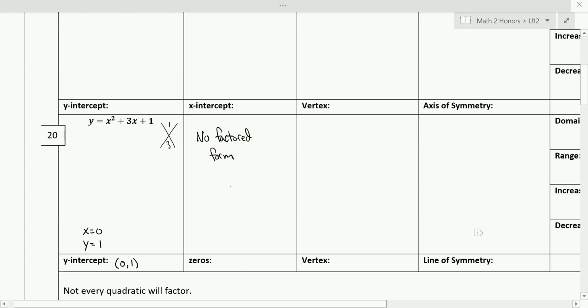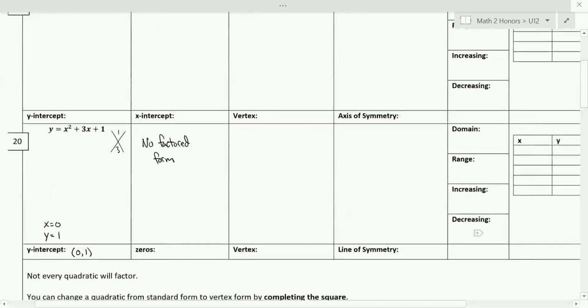So what do we do now? Because we relied heavily on factored form, because factored form gave us our zeros, and then from there we got our line of symmetry, and from there we got our vertex. Everything relied on us having that piece. So we can't go anywhere right now. The big part of today's lesson is for me to teach you how to skip factored form and go from standard straight to vertex.